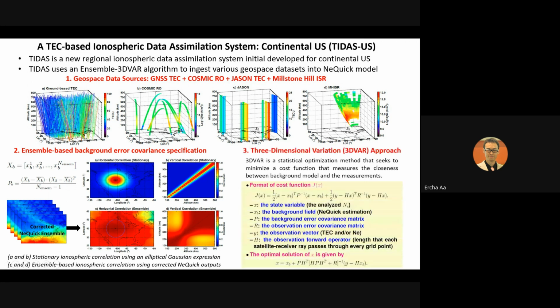And additionally, we use the three-dimensional variational approach, 3D-Var. It is a statistical optimization method that seeks to minimize a cost function that measures the closeness between the background and the measurement. To save time, I'm going to skip the mathematical description so we can focus on talking about the data simulation results.